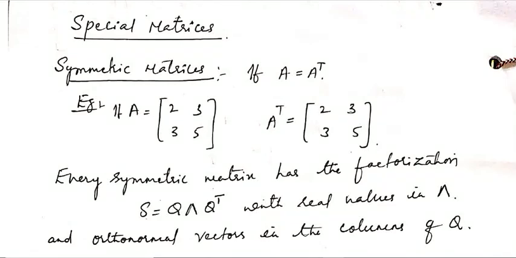Let us discuss the special matrices. Firstly, the symmetric matrix. So what is a symmetric matrix? If A is equal to A transpose, then A is said to be a symmetric matrix.